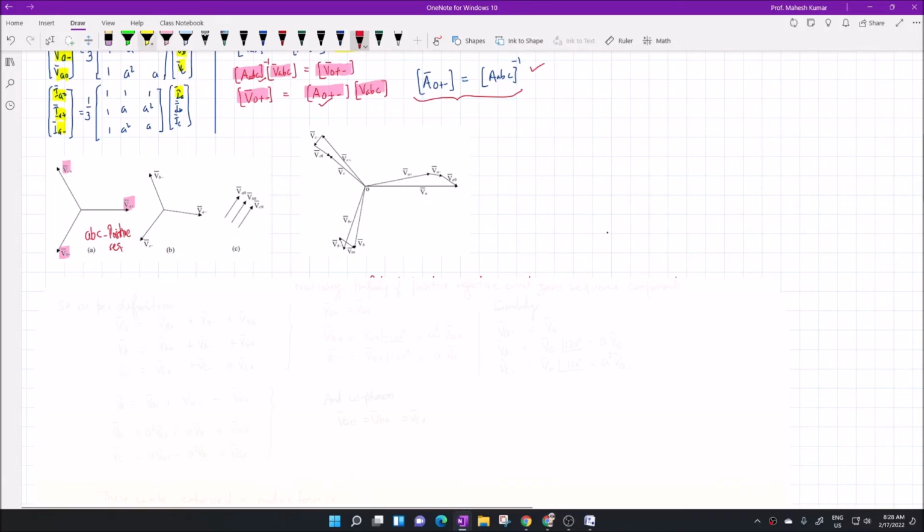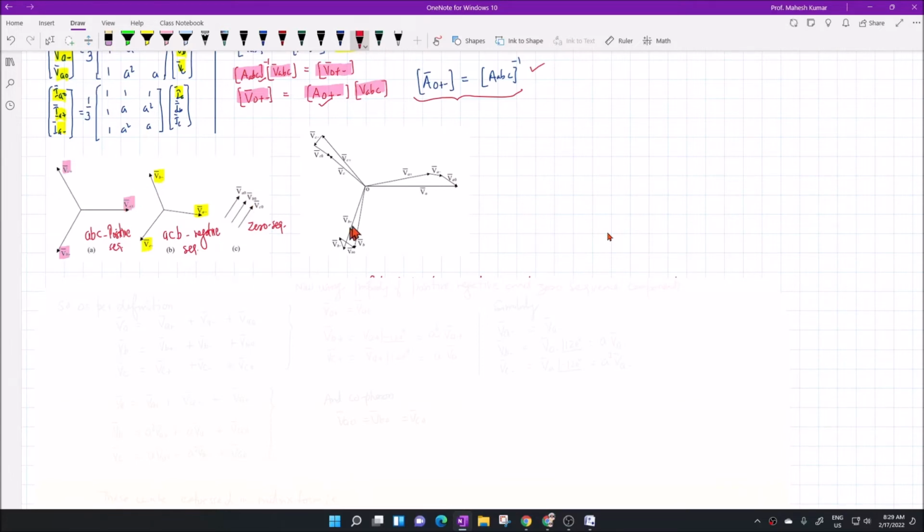The second figure is showing the negative sequence component. Suppose this is Va minus, then this is Vc minus, this is Vb minus. The sequence here is ACB. This forms the negative sequence. And finally, this is the co-phasor, or you can say zero sequence. In co-phasors, the phasors have the same magnitude and the same phase angle.